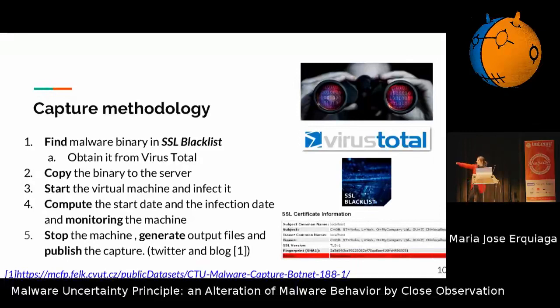You can see in that link that is in blue, there is a number, 181. 188 is the number of the malware, an ID that we gave to each malware. It belongs to an MD5, or SHA-1. So that will be the first capture using that malware. If we want to execute the malware a second time, we will put number 2 and number 3 and so on.